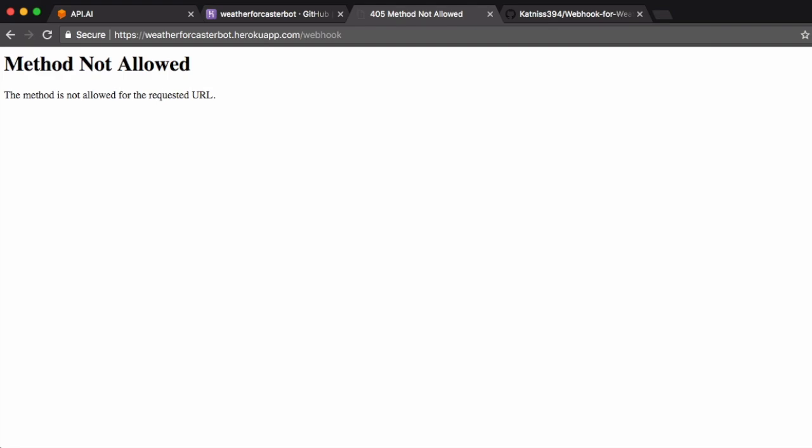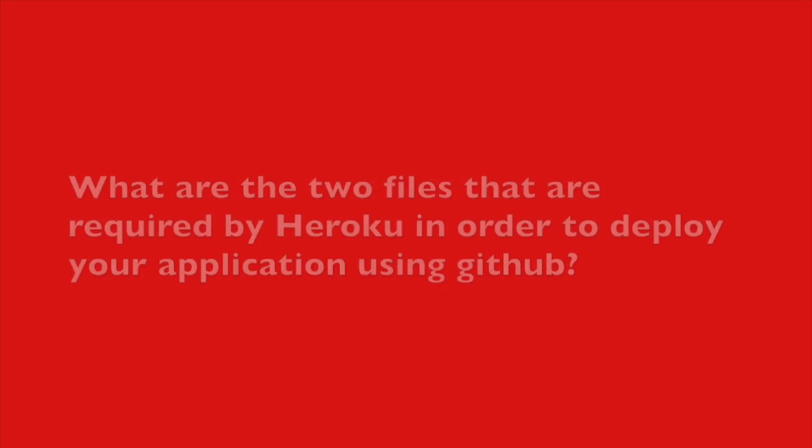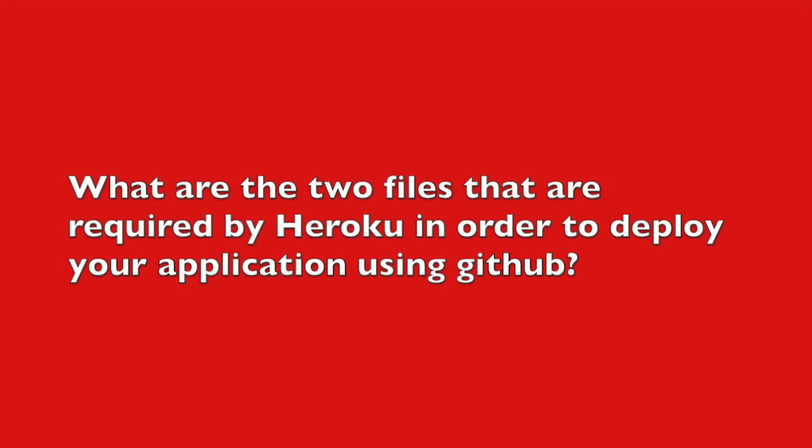We just need to paste in this URL in our Dialogflow configuration, and we are ready to test our bot end to end. Coming back to the question we had asked at the beginning, what are the two files that are required by Heroku in order to deploy your application using GitHub? This is the requirements.txt and the Procfile.